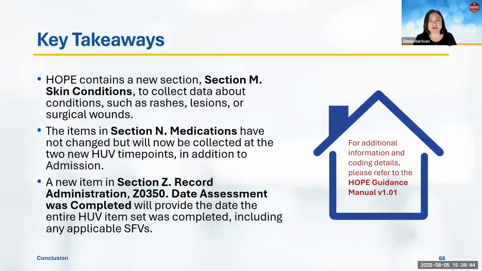So HOPE contains a new section, section M, which collects data about skin conditions such as rashes, lesions, and surgical wounds. Section N items have not changed, but will now be collected at the new HUV time points in addition to the admission. And a new item in section Z is the date assessment was completed. Specifically, this is the date the entire HUV item set is completed, including any applicable symptom follow-up visits.